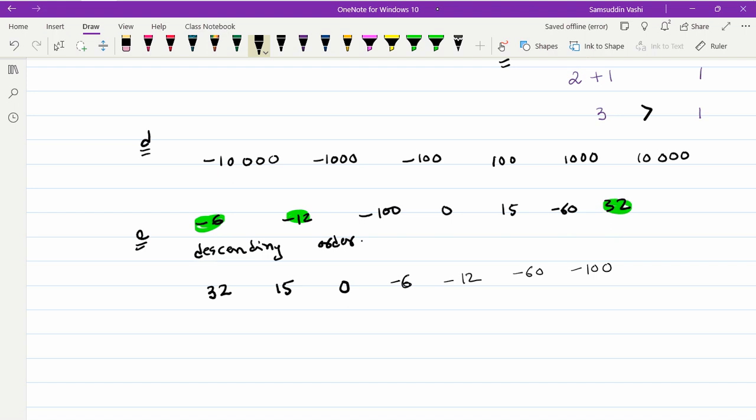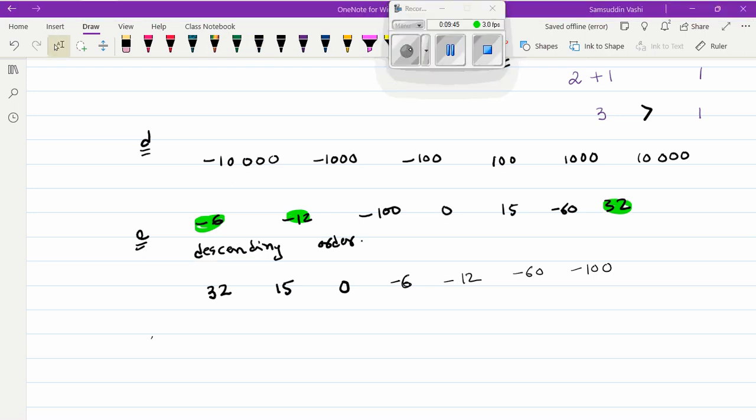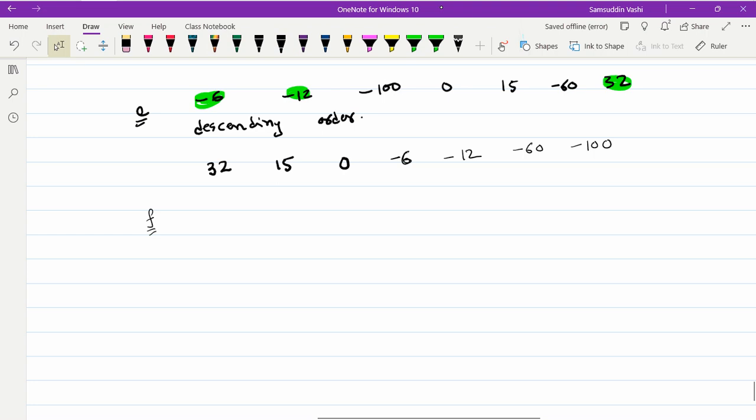Okay. Anybody still having a problem or copying? Okay. So after E, did you do? What are the examples of F starting from? Right. 1. Right. What is 1?